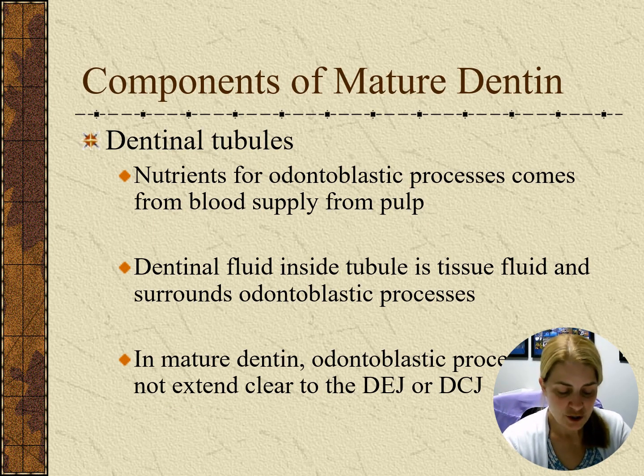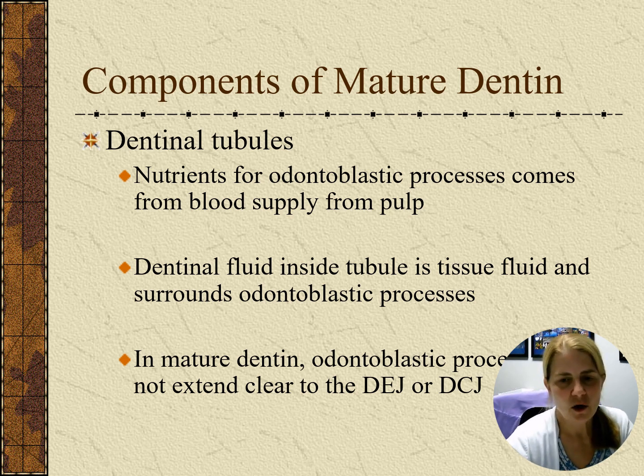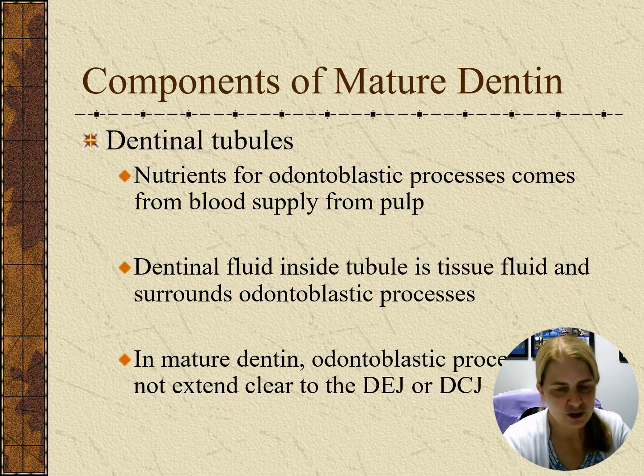Dentin is a vital tissue because it has living components in it, but it is avascular. Nutrients for the odontoblastic processes, which are the extension of our dentin-forming cells, come from the blood supply from the pulp. Dentinal fluid inside the tubules is tissue fluid and surrounds the odontoblastic processes. In mature dentin, the odontoblastic processes may not extend all the way to the DEJ or DCJ, so dentin enamel junction or dentin cemento junction.